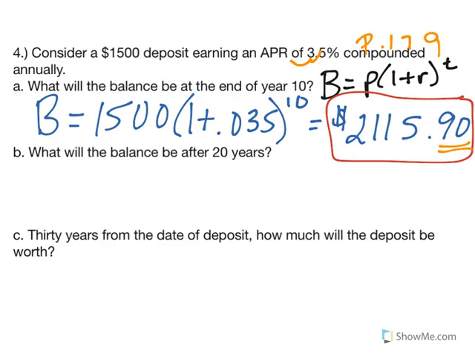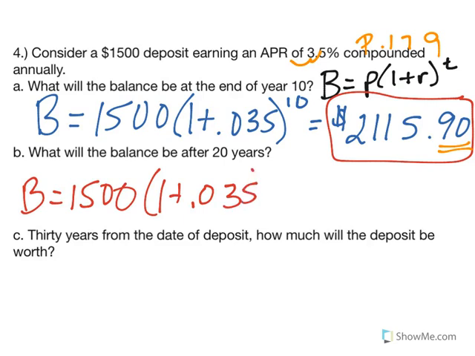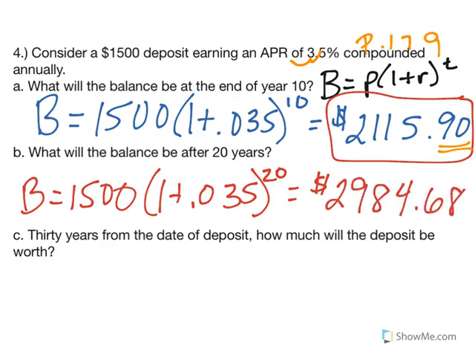Okay, in part B, we have the same principal of $1,500, same interest rate of 3.5%, but now we're talking about 20 years. So in 20 years, we will have $2,984.68. So in an additional 10 years, we're earning over $800 just in additional interest. So isn't that crazy? And then in letter C, 30 years.